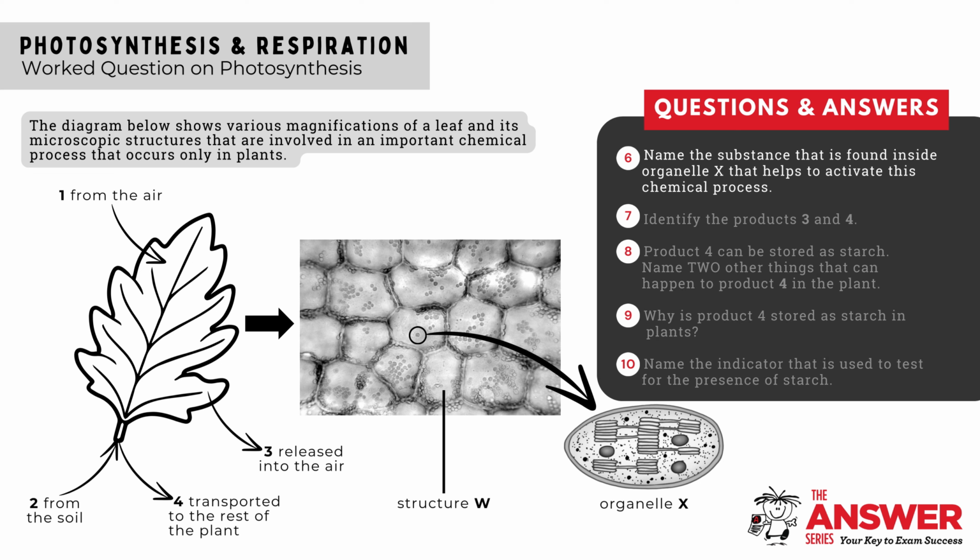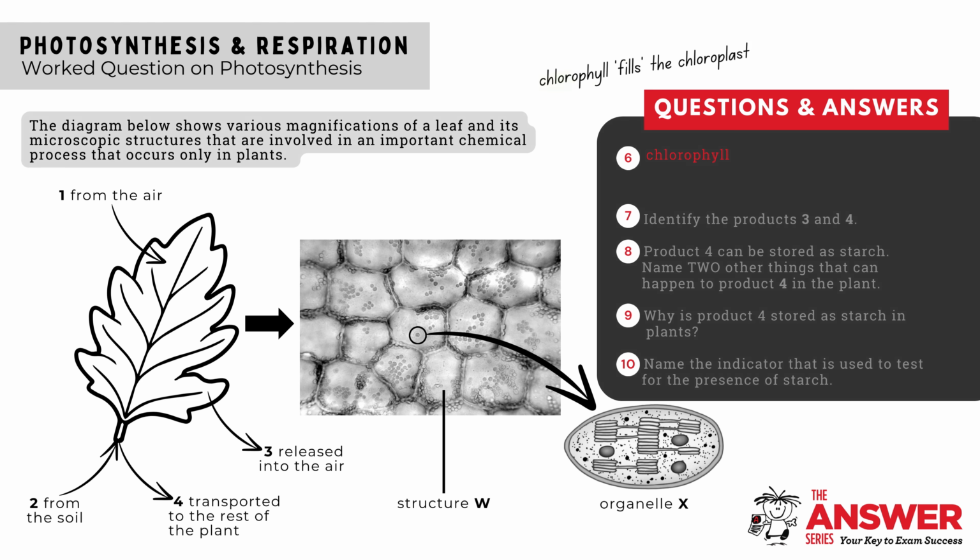Name the substance that is found inside organelle X that helps to activate this chemical process. As we've already decided in a previous question that one of the reactants required for photosynthesis is chlorophyll. And if you remember the difference between chlorophyll and chloroplast, the chlorophyll fills the chloroplast. So that is the pigment found inside of this organelle.